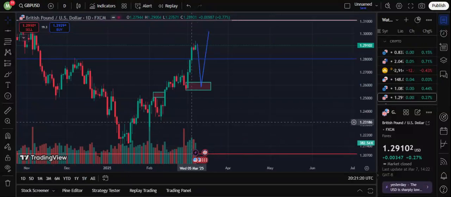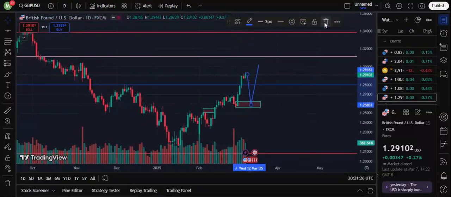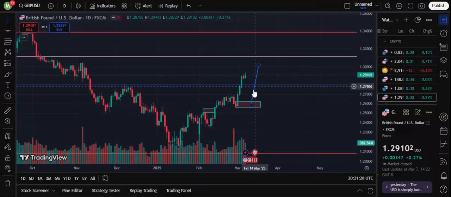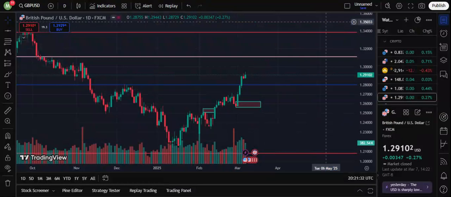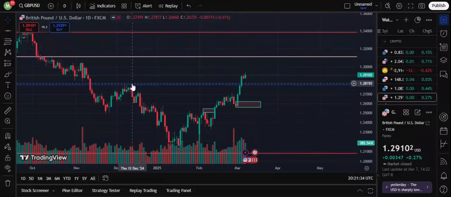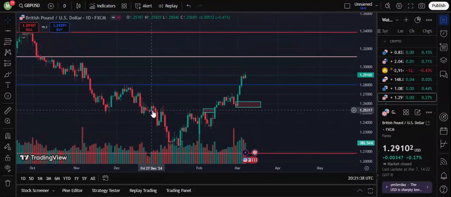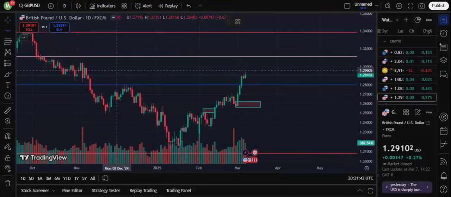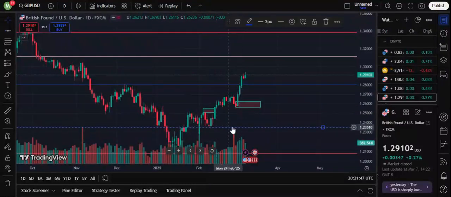So this is our daily time frame. Let me delete this. This is our daily. Remember this was our weekly resistance, and price broke through this. So what we want to do now is to mark out our daily support. This is one of our daily supports here. Mark out our daily support and resistance.